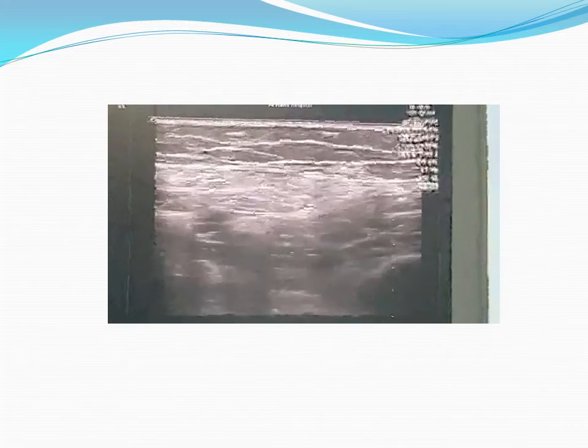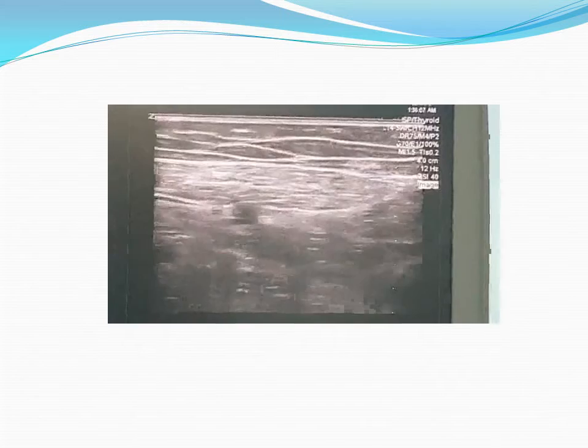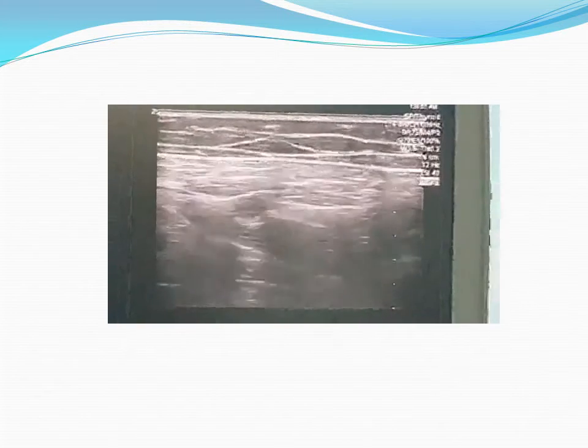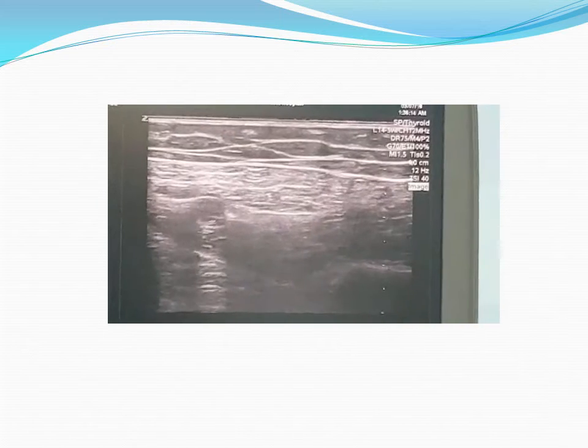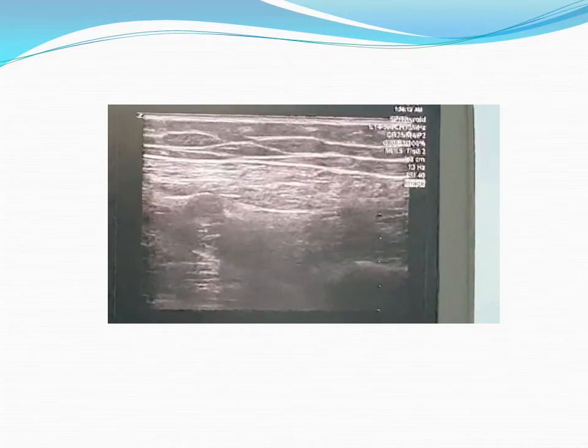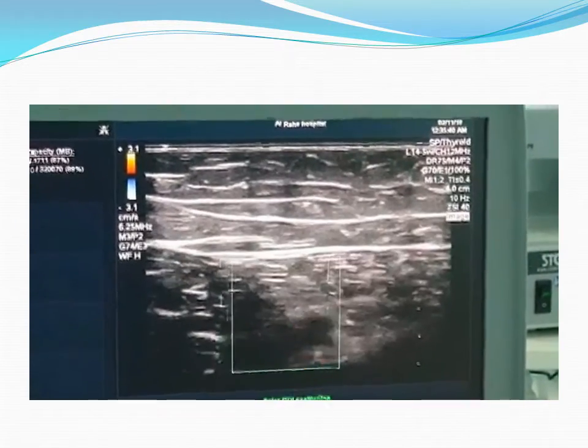And here is the probe going more lateral, distal, and the other side is medial. So now in this position it is more lateral. The block here is equivalent to the first one, but with less motor paralysis. And here is the color, in all cases, to show the artery.